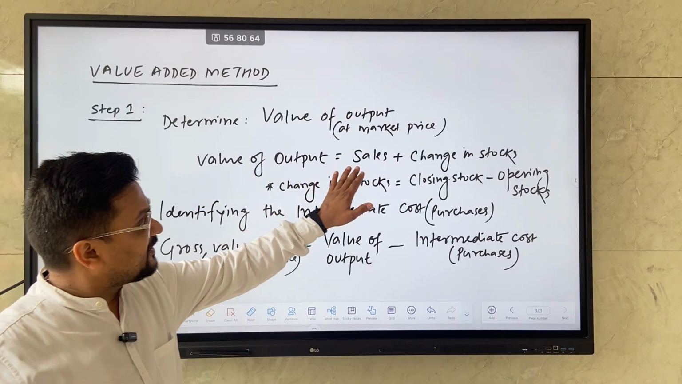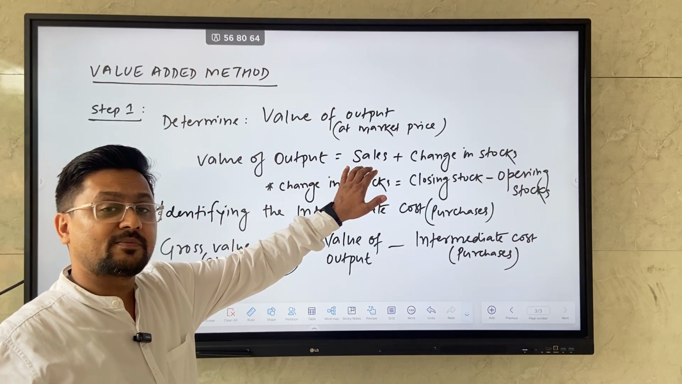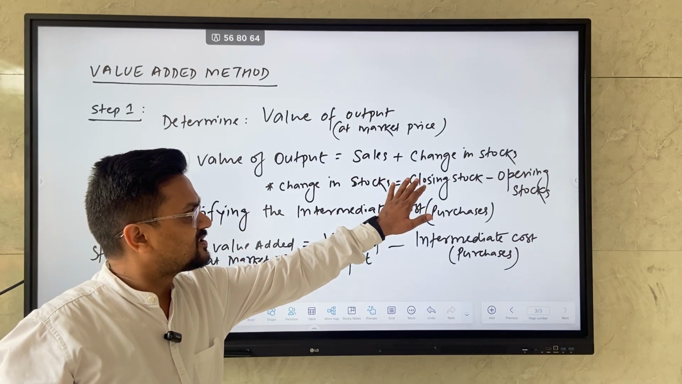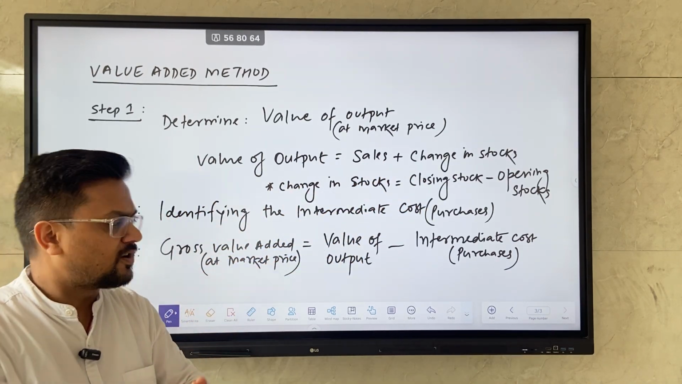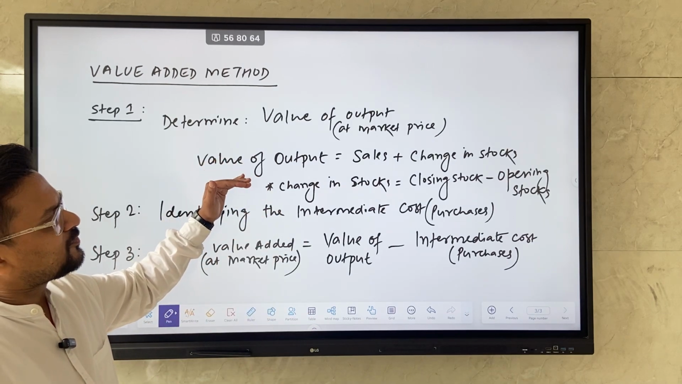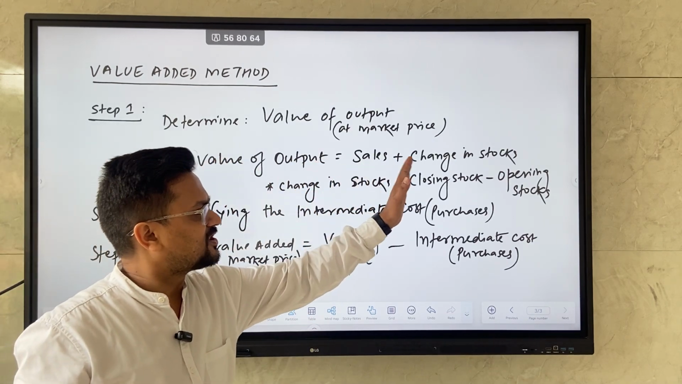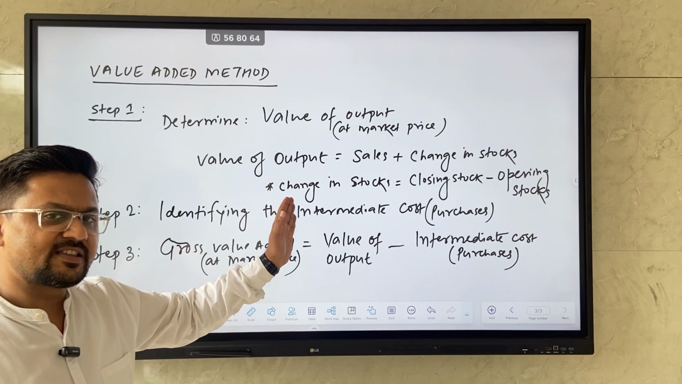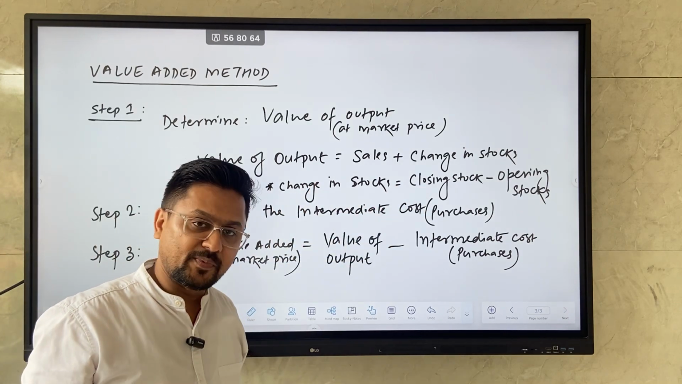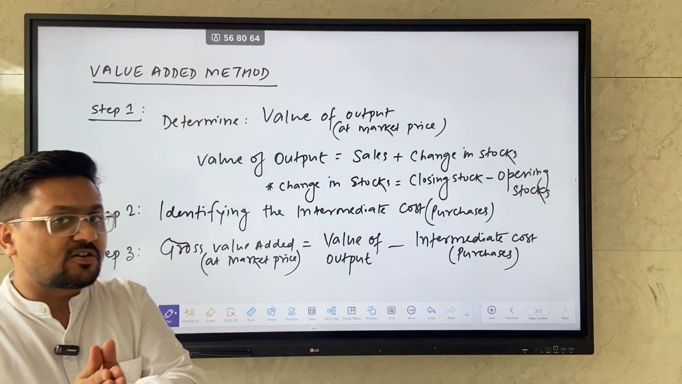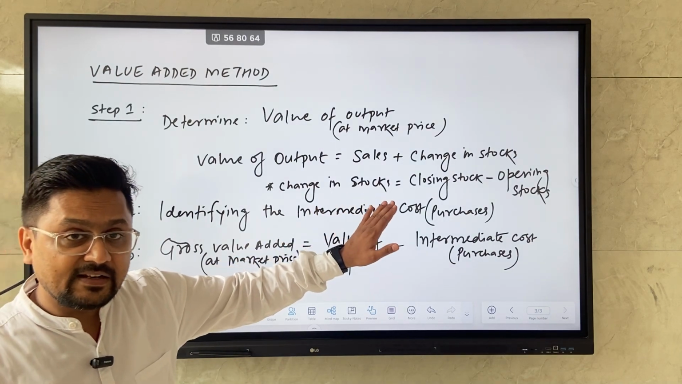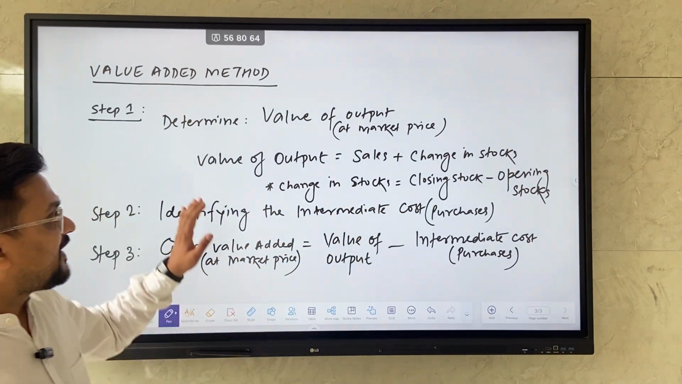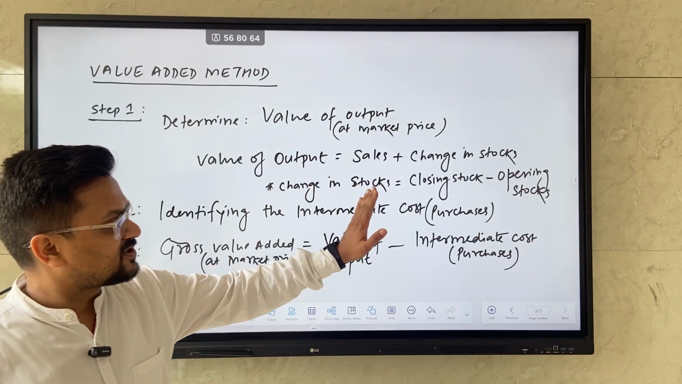Like, if we have the information about sales and change in stock, either value of output is given in the question directly, or you can have value of output which is equal to sales plus change in stock. Change in stock, as we know, is closing stock minus opening stock. Change in stock is also known as inventory investment. So value of output is equal to sales plus change in stock.